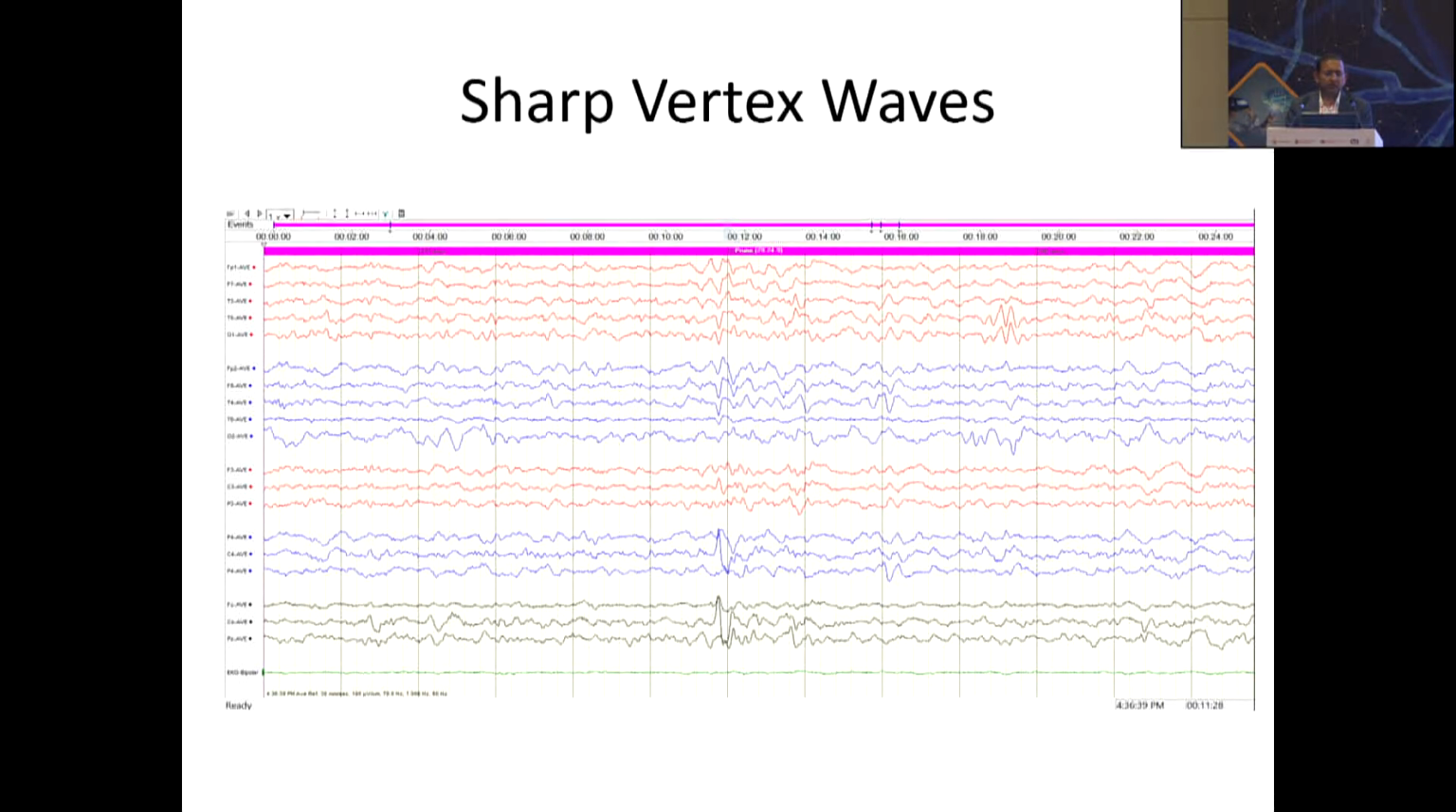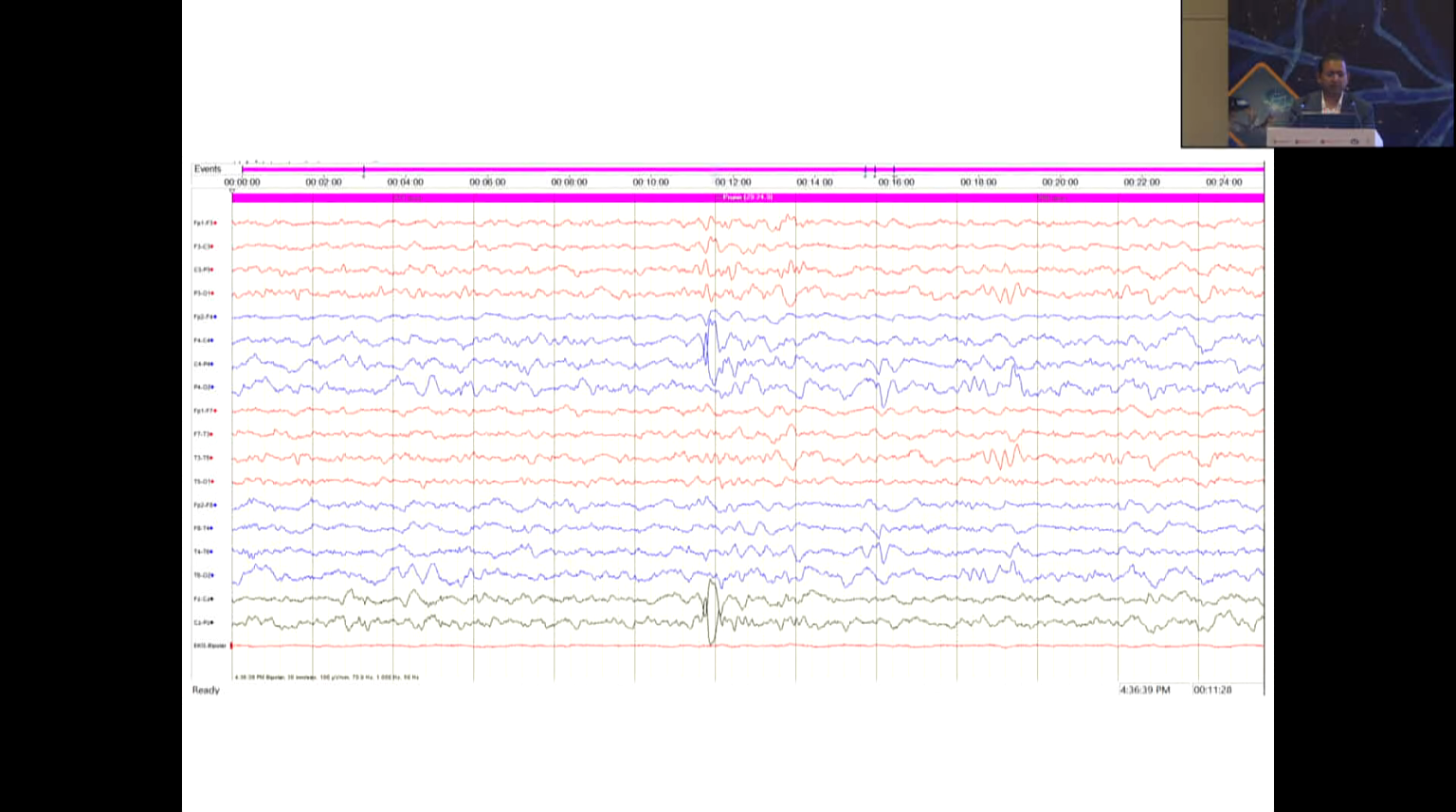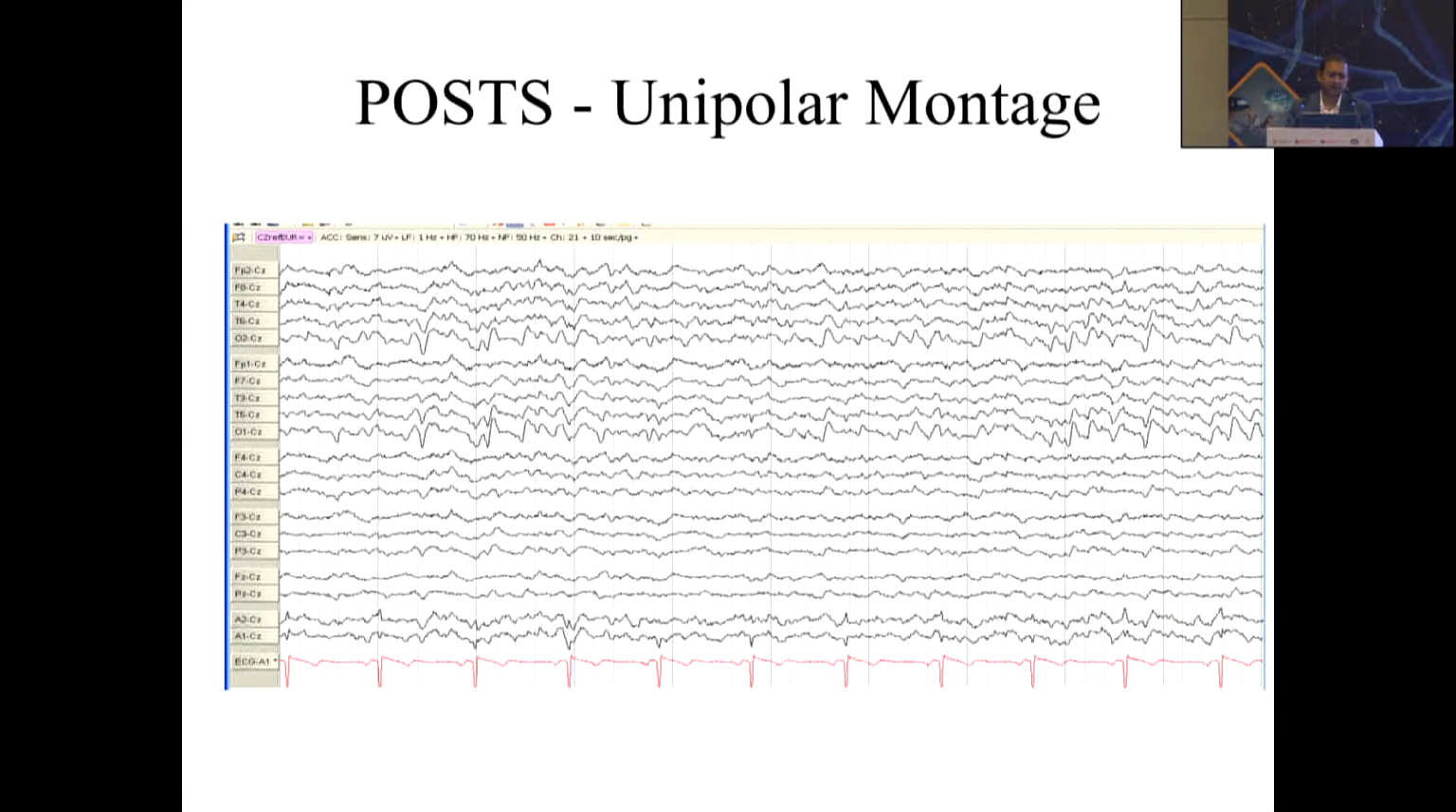At times, even sharp vertex waves may look like spike and wave. So any sharper activity in the central leads C3, C4, Cz should be taken as vertex wave unless proved otherwise, especially during sleep. Another example, very sharp activity with phase reversal. It can be unilateral, especially in the pediatric age group. Unilateral vertex wave is quite common.